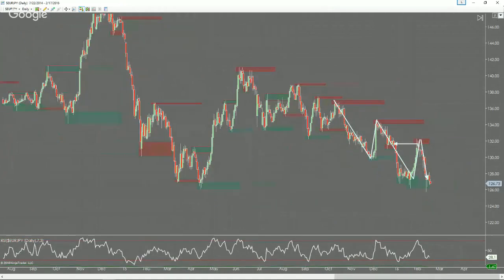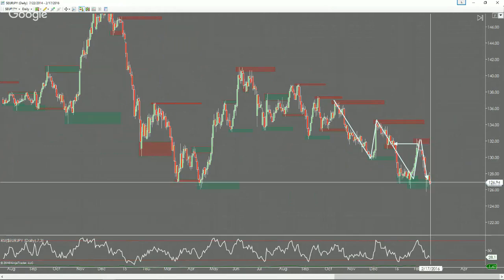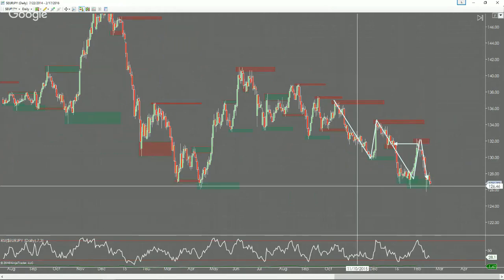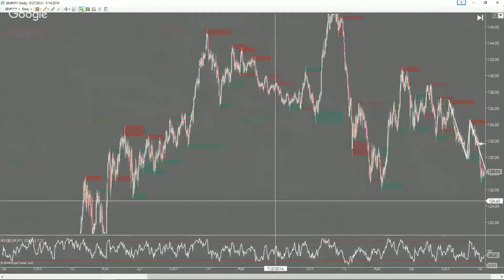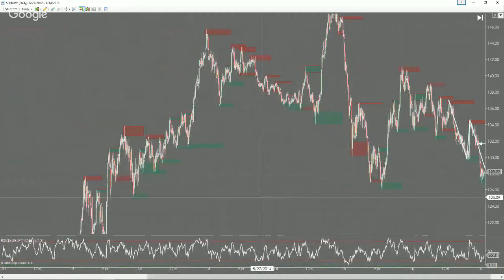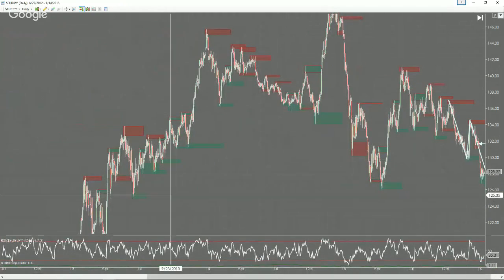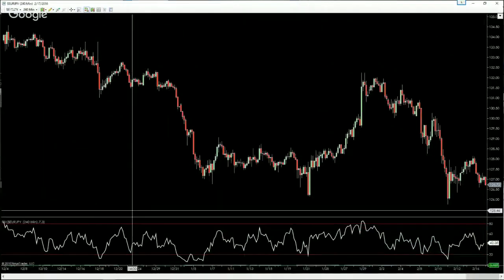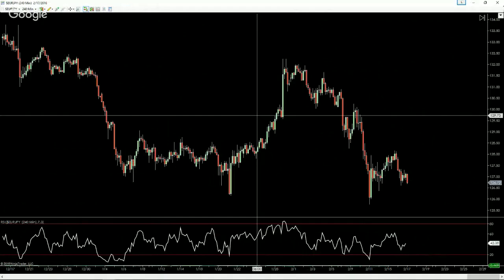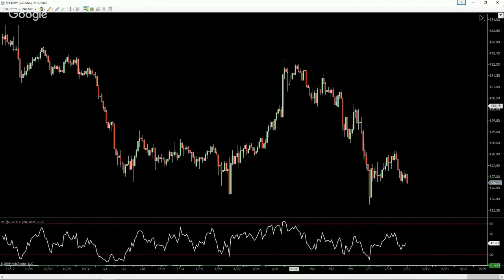The other thing is that price is now at that level of structure, and it's looking like it might hold that level of structure. And if it doesn't, the next level of structure that I'll be looking at is probably around this level right here. So let's go down to Euro Yen.